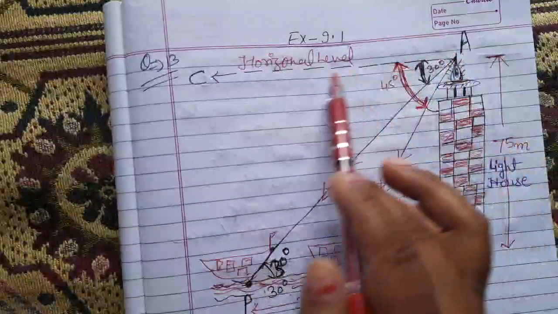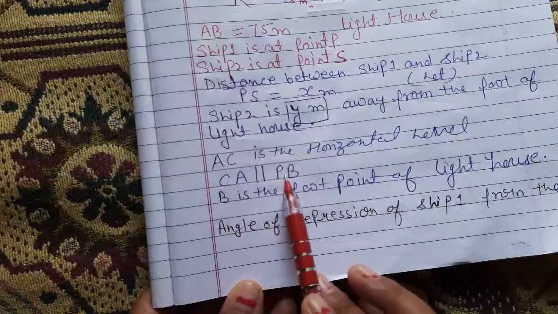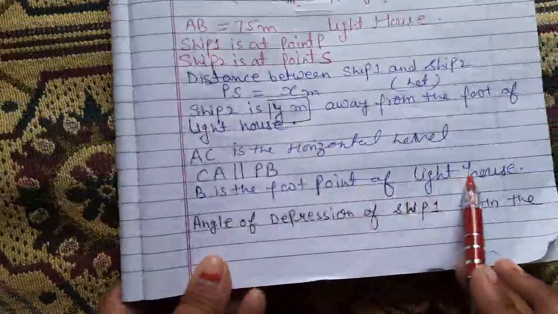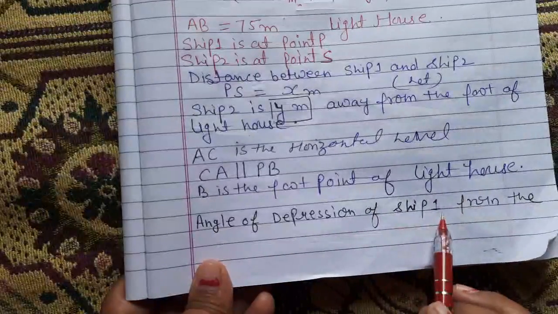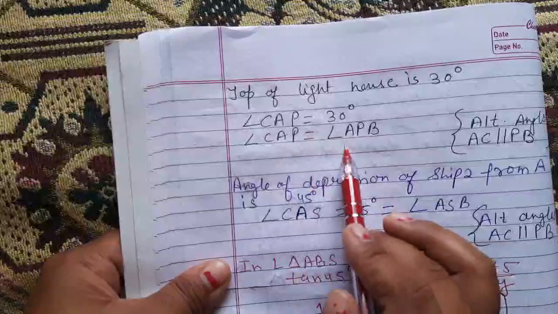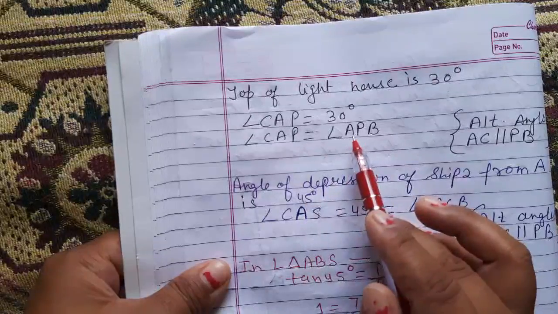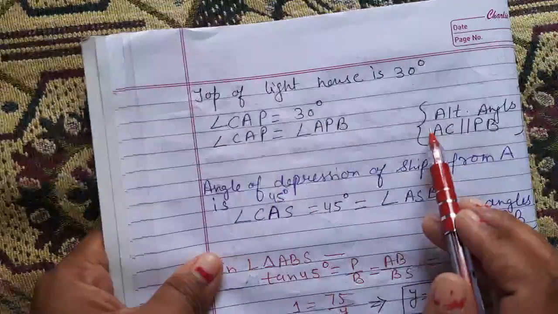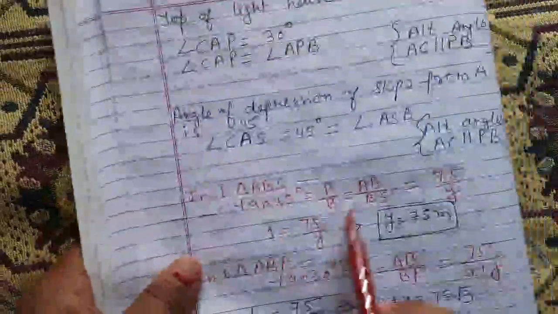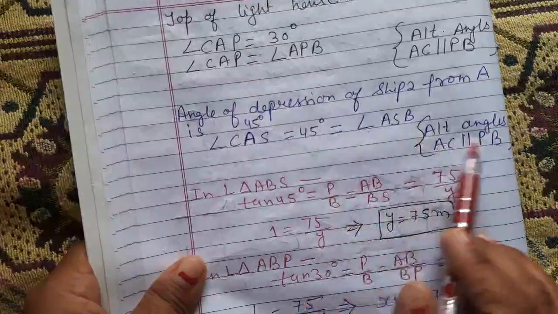AC is the horizontal level, AC is representing our horizontal level. AC and PB are parallel. B is the foot point of the lighthouse. The angle of depression of ship 1 from the top of the lighthouse is 30 degrees. So by the alternate angle property, angle CAP is equal to APB, as I explained in the diagram already, why they are alternate angles. And the angle of depression for ship 2 is 45 degrees. Both the angles will be equal by the alternate angle property.